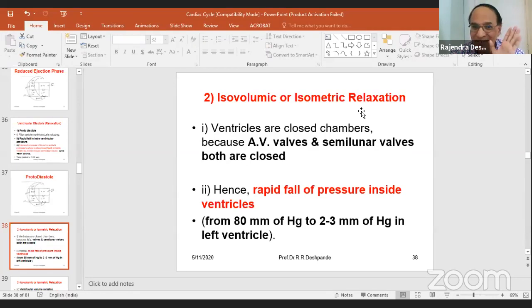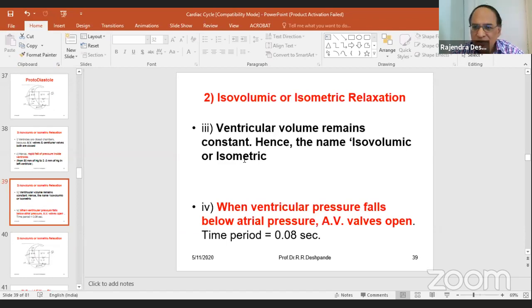Diastole is relaxation. Ventricles are closed chambers because AV valves and semilunar valves both are closed. One time you have heard isovolumic or isometric contraction. Do you remember? But that time ventricles were full. Now no blood is there, so they are quite relaxed. So this is isovolumic relaxation. What is happening? Rapid fall of pressure inside the ventricles. From 80 mm of Hg, you remember this figure? In the left ventricle, because no blood is there, pressure will be 2 to 3 mm of Hg. Pressure is dropped down.